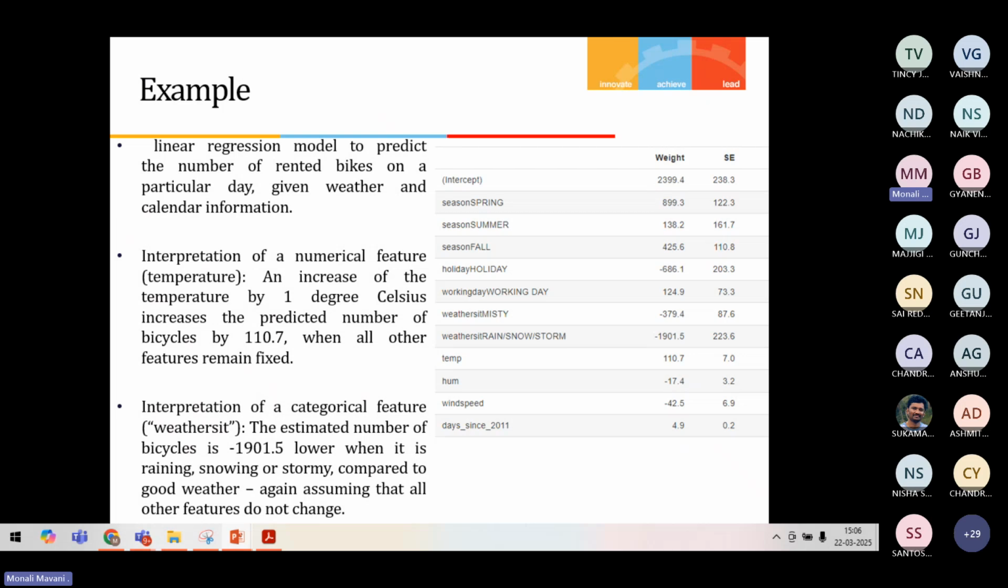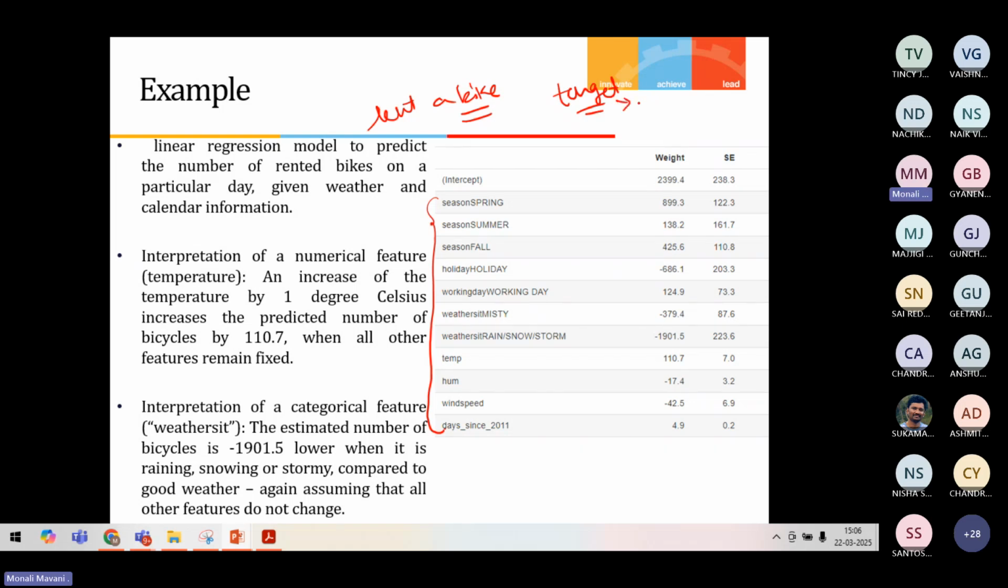So let's take this example. This is a bike rental example. It's a data set of renting a bike, and these are the features. And the target value is how many bikes will be rented on a particular day. I've given a reference at the end for a very detailed understanding. It's an online book. You can refer to it for detailed understanding of this interpretability.